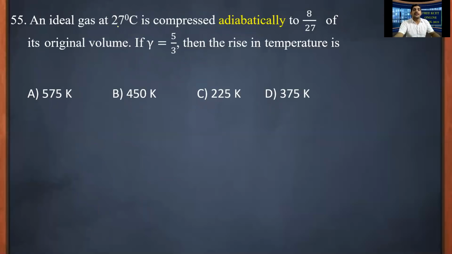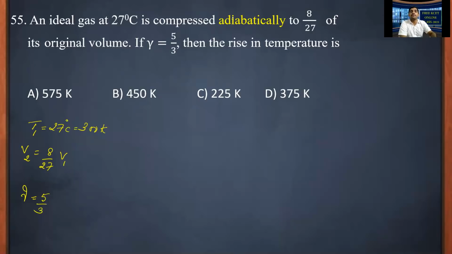An ideal gas at 27 degrees Celsius is compressed adiabatically to 8 by 27th of its original volume. So what is T1? T1 is 27 degrees Celsius. That is nothing but 300 Kelvin. And V2 is equal to 8 by 27 times that of the V1. And gamma is given to be 5 by 3. Okay, now what's the question?